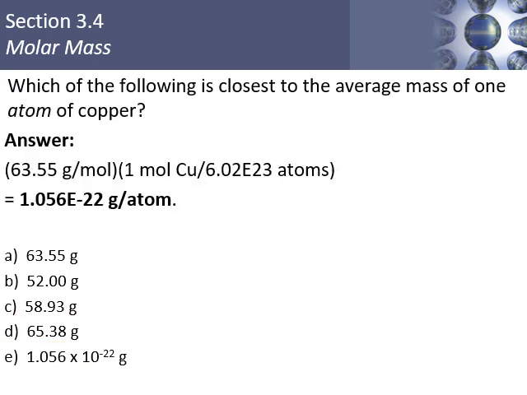So here is the way you actually do this. You multiply this times this, and your conversion factor here, and you get 1 point, they've actually got this turned the other way, but anyway, you get 1.056 times 10 to the minus 22nd grams. Next slide.